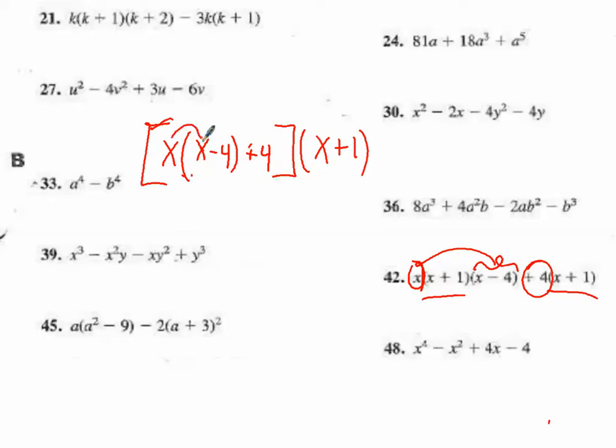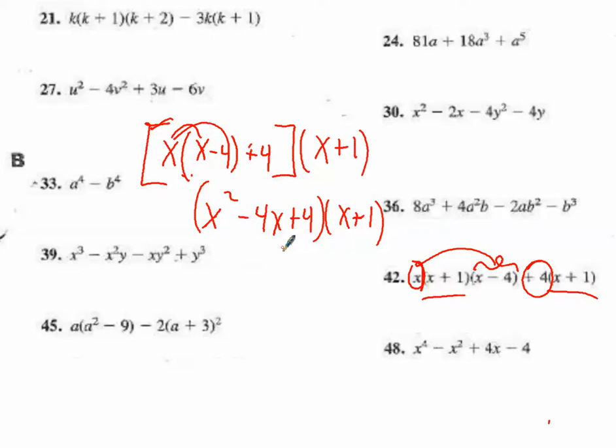So x times x is x squared. X times negative 4 is negative 4x. And we still have our plus 4. And we're multiplying this by x plus 1. Well, this looks like it can be factored again, right? 4 is a perfect square. X is a perfect square. Well, this really looks like a square binomial.